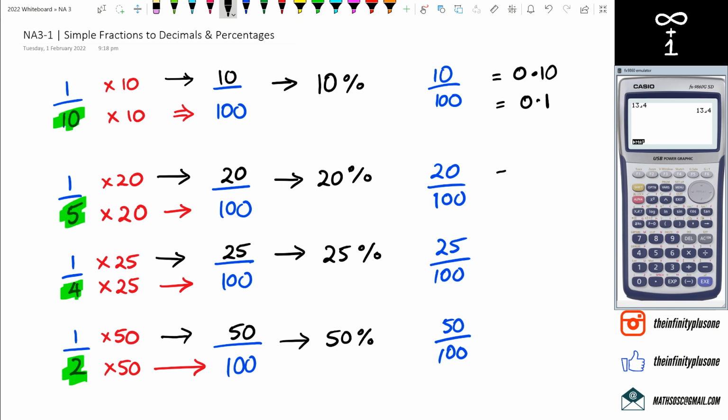So when you look at 20 over 100, that's going to be 0.20, or also the same thing as saying 0.2. Finally, looking at 25 over 100, well, that's 0.25. And we don't really worry about the zeros after the 25. And we can't let go of the 5, because that becomes 0.2, which is actually 20%. And finally, 50 over 100, we can write that as 0.50, or we just write that as 0.5.